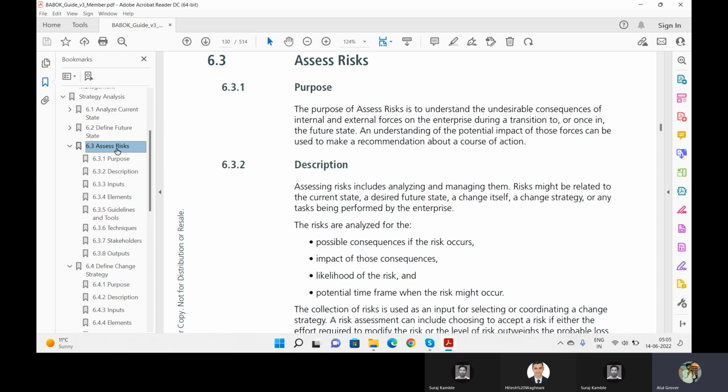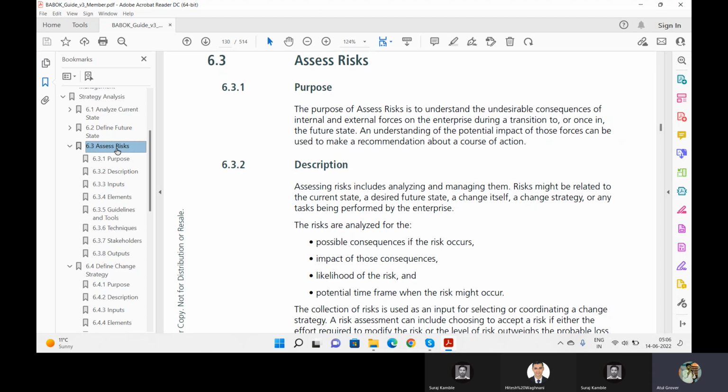Okay, so as the name simply indicates, the purpose of assess risk is to understand the undesirable consequences. A few are the things which you know this may happen, this can happen, but for the rest of the things you don't know whether it will happen or not. So you want to handle that undesirable. Matlab jo aap desire nahi kar rahe, but ho sakta hai ki aisa ho.